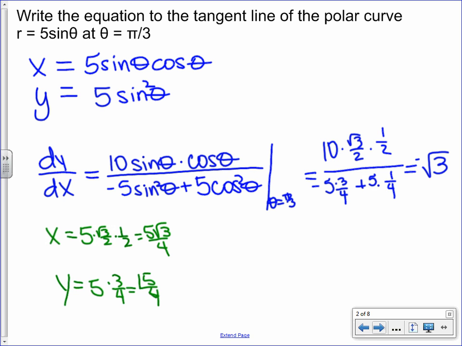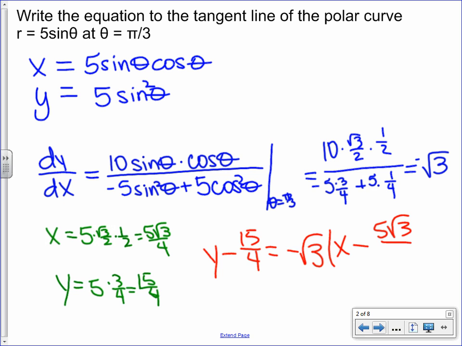So, our tangent line equation is y minus 15/4 equals negative radical 3 times x minus 5 radical 3. Done.